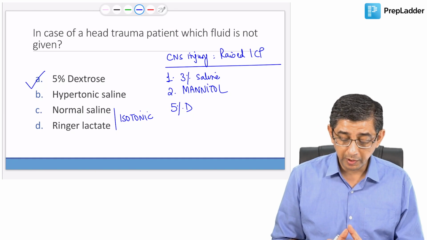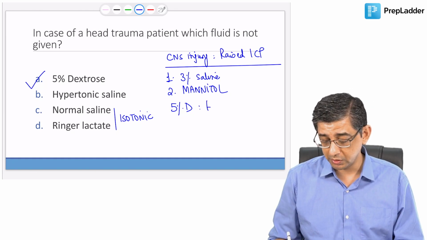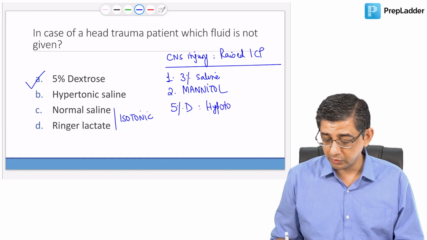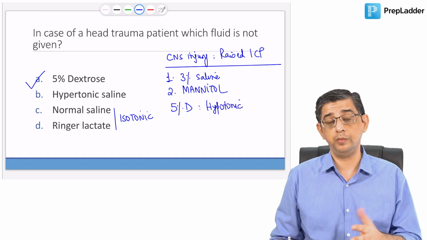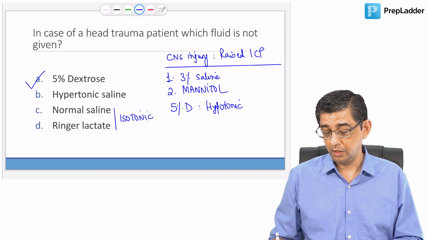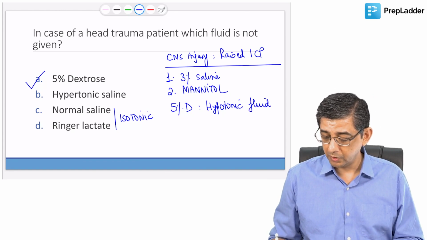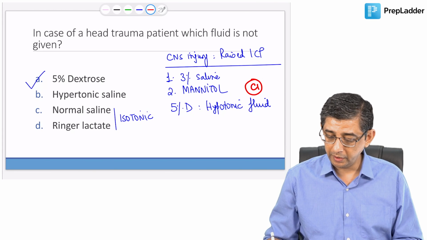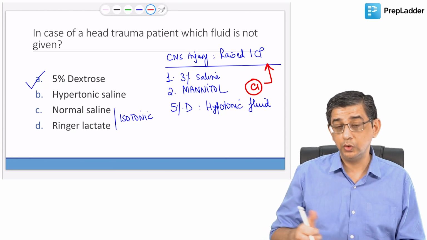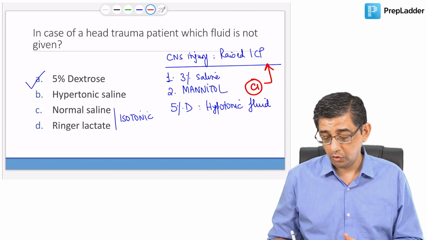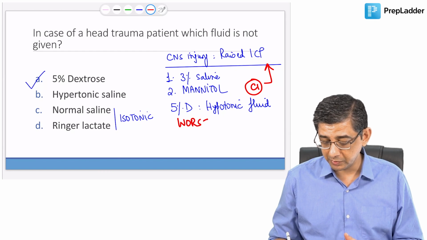But because 5% dextrose is a hypotonic solution, if you are going to use it, what's going to happen? It's going to contribute to an increase in the brain swelling. Hypotonic fluids are absolutely contraindicated in a patient with raised ICP. If you do that, it's going to cause worsening of the cerebral edema component of this patient.